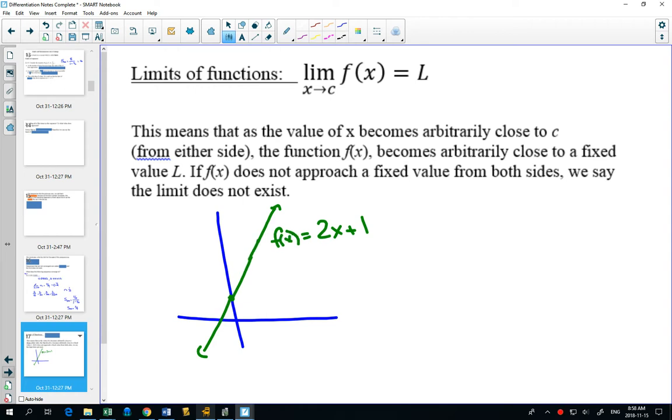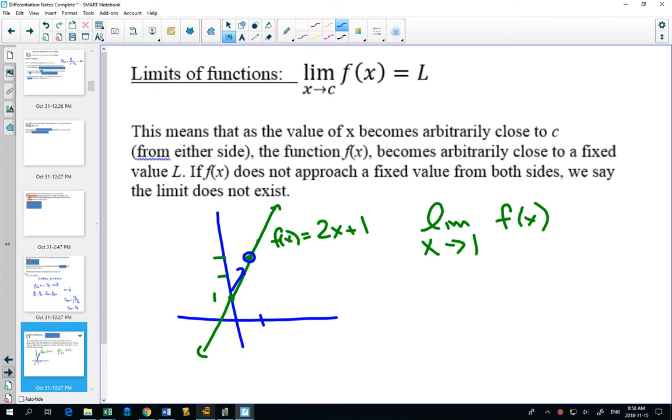It has a y-intercept at 1. It goes up 2 and over 1 for our next point. It's just a straight line. Our question is going to be, what is the limit as x gets close to 1 of f of x? So what we're wondering is, as I get close to 1 from this side, what does my y value get close to?